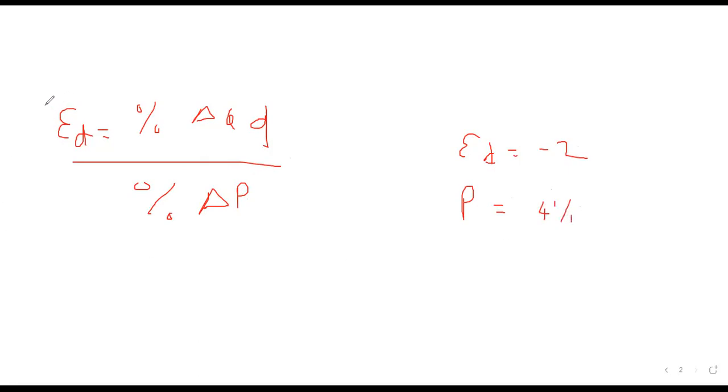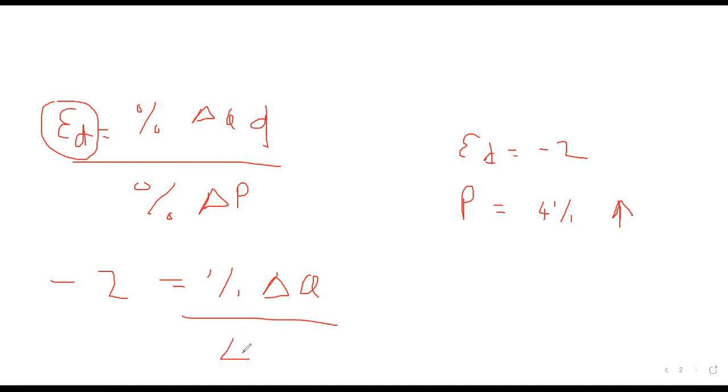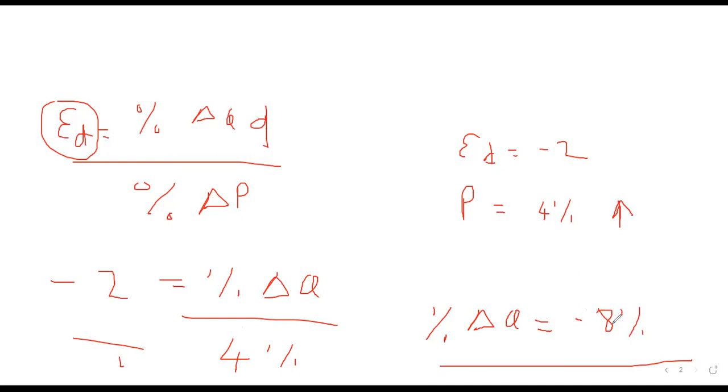So here, we're going to put what? -2. Percentage change in quantity, we don't know. But we're told that price increased by what? By 4%. So here we're going to put a 4% here. So when you cross multiply, percentage change in quantity, therefore, is going to do what? -8. So there'll be a decrease in what? In your quantity demanded by 8%.